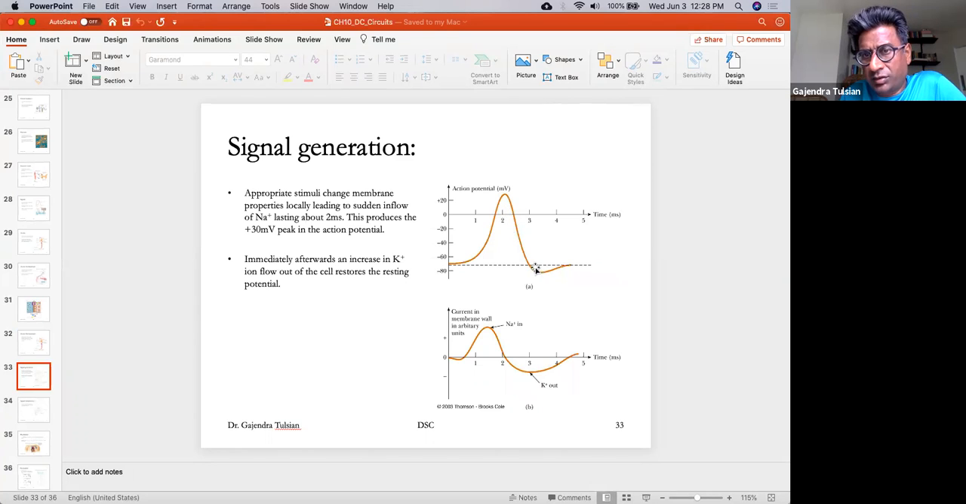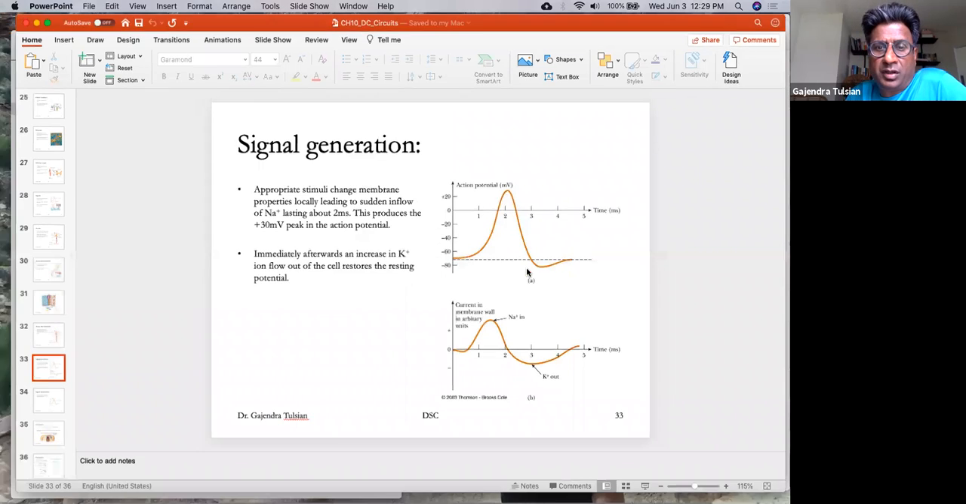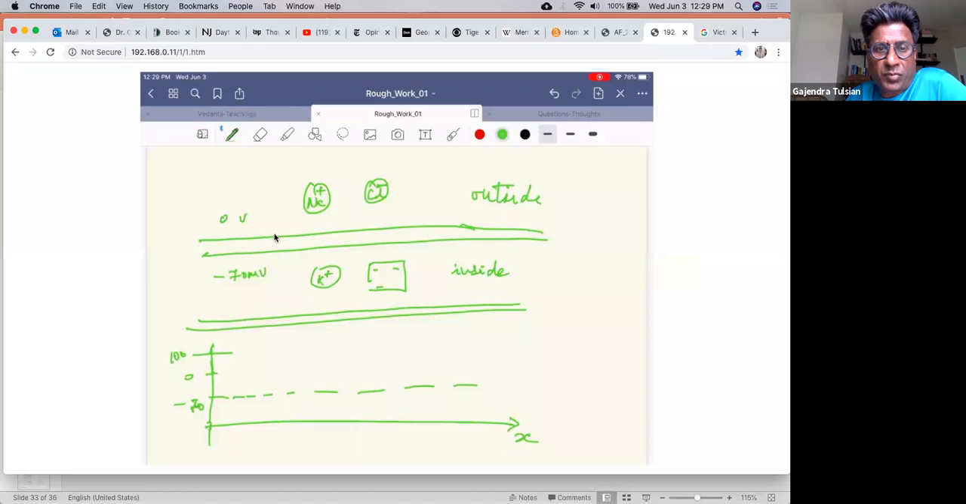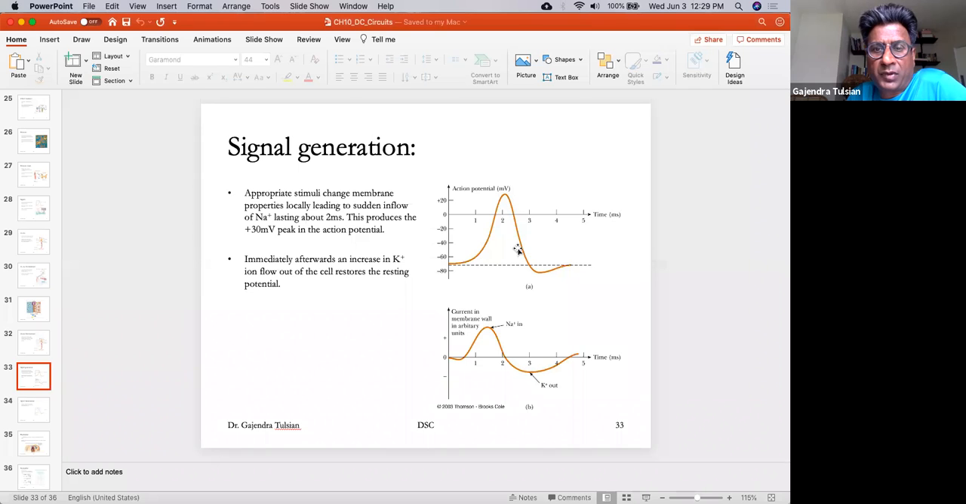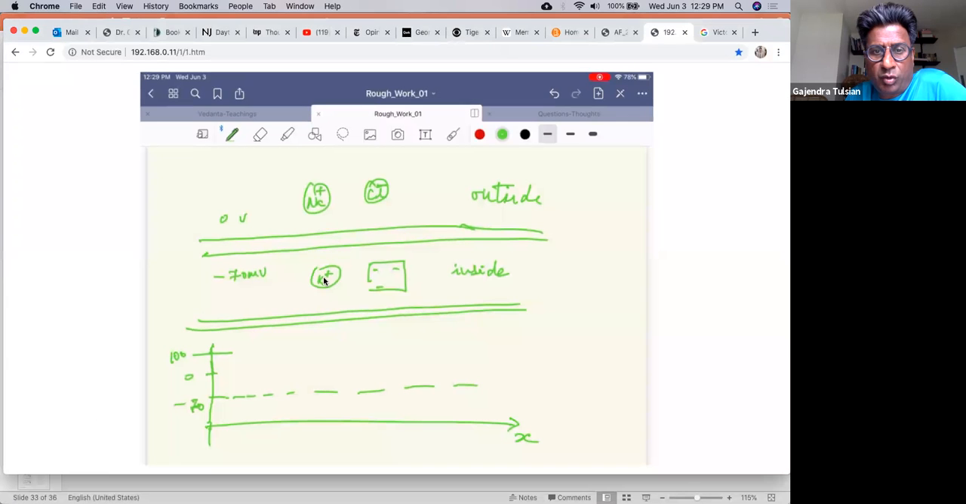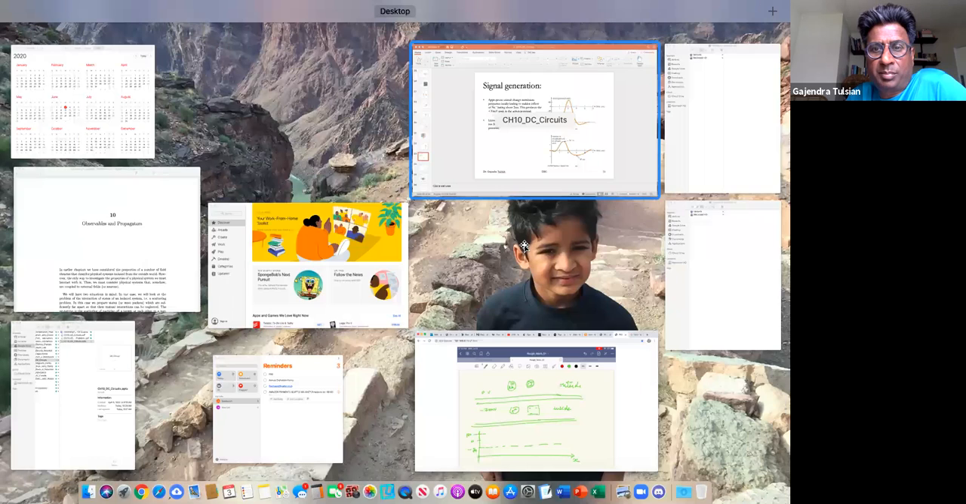Then the negative potential is restored by pumping out the sodium, and by more potassium going out, and eventually the ions are pumped out again. Immediately afterwards, there is an increase in sodium ion flow out of the cell to restore the resting potential. So again, a stimulus changes the membrane properties, which lets sodium ions in, which generates this pulse. Then more sodium ions leak out to restore the equilibrium potential. So that's how this nerve impulse is generated.